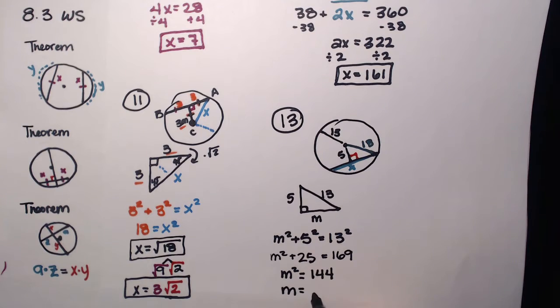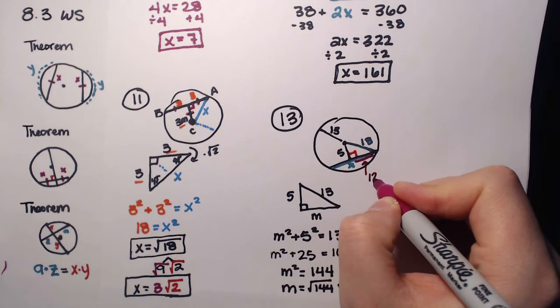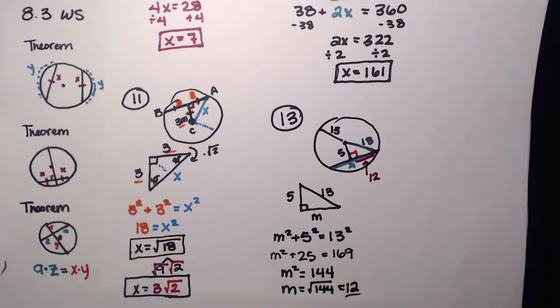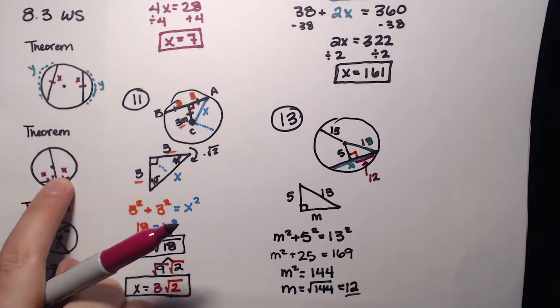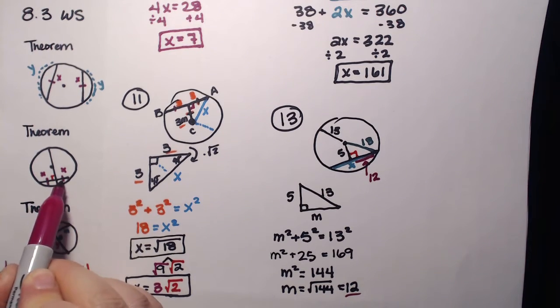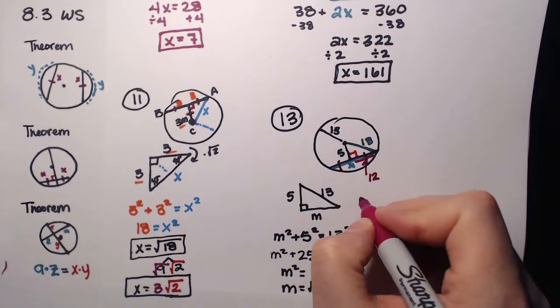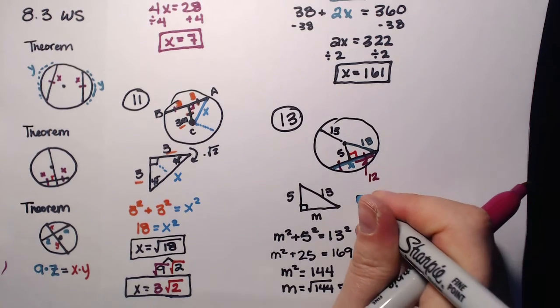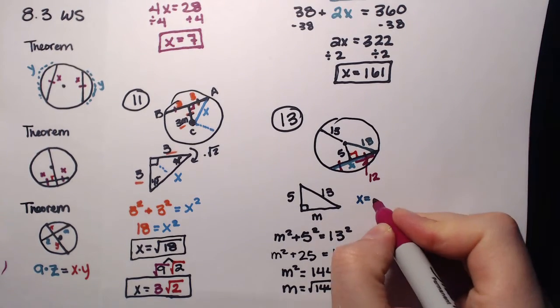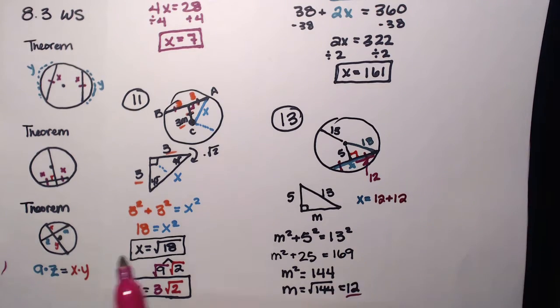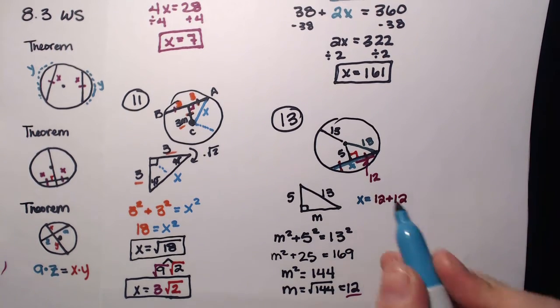Take the square root, and that's actually going to be 12. So what we found was that this piece right here is 12. Well, it wants the whole thing, and our theorem says that when it meets like this, it splits it into congruent or equal parts. So if that's 12, that's 12 as well. So x is going to be 12 plus 12. So x is 24.